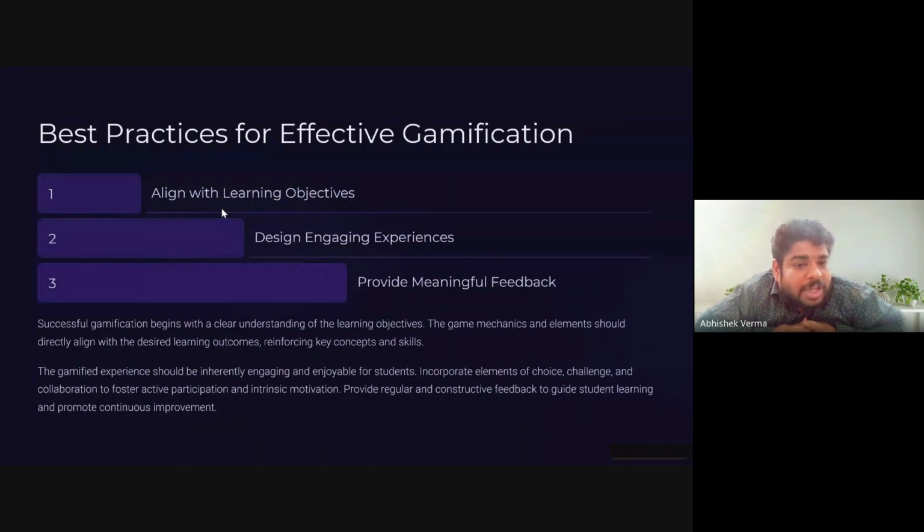Successful gamification begins with a clear understanding of the learning objectives. If you want to be successful in your gamification mode of teaching, you must understand the learning objectives well: what your objectives are and how to implement them in the classroom. The game mechanics and elements should be directly aligned with the desired learning outcomes, reinforcing key concepts and skills. The gamified experience should be inherently engaging and enjoyable for students.